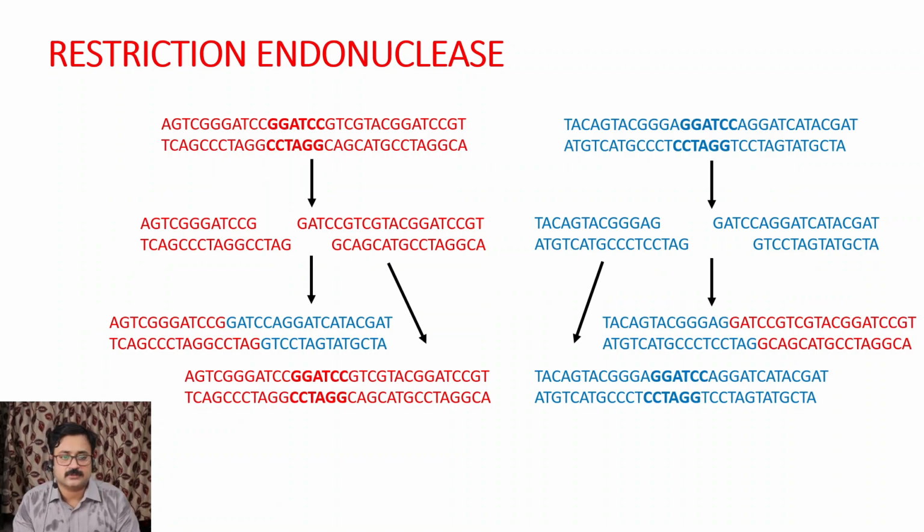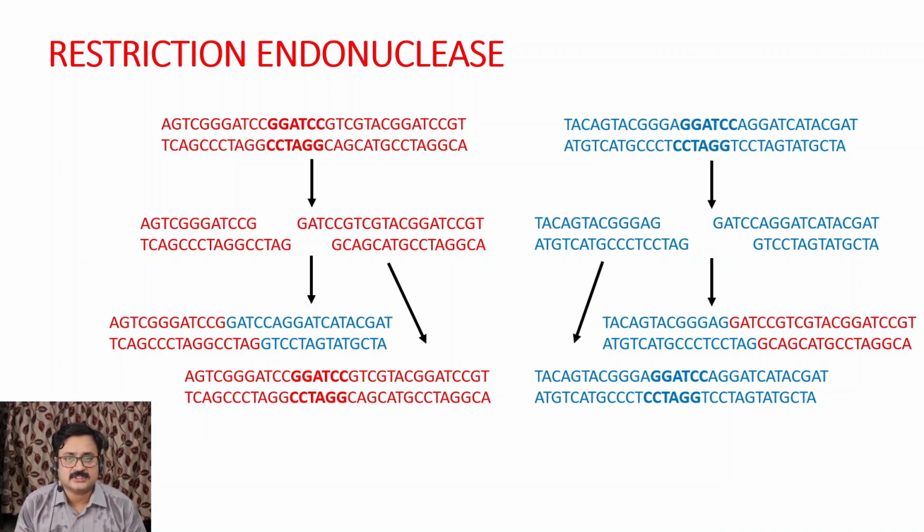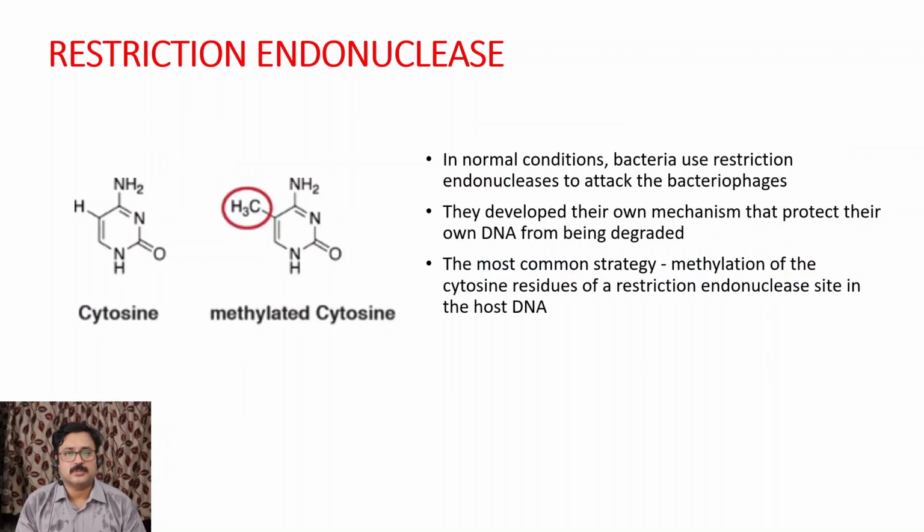Now let's see the previous one. Here this is the recognition site, and within this is the cytosine. Now let's assume this is the DNA sequence of that particular bacterium. What they will do is methylate, that is, add a methyl group to the cytosine nucleotide, as a result of which the conformation or the structure of the cytosine will change. So now the restriction endonuclease won't be able to bind to it and subsequently cleave it. That's how they protect their own genome from this restriction endonuclease.